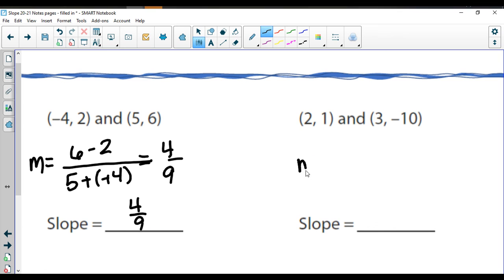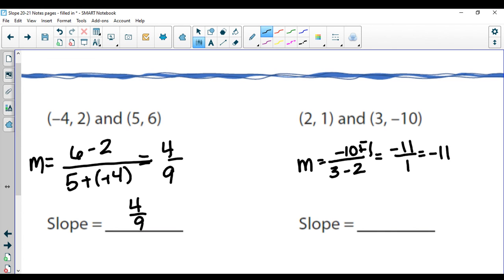For the last example, my slope is going to be negative 10 minus 1 and 3 minus 2 for my delta x's. Adding the opposite results in negative 11 over 1, which will give me a negative 11 for my final slope.